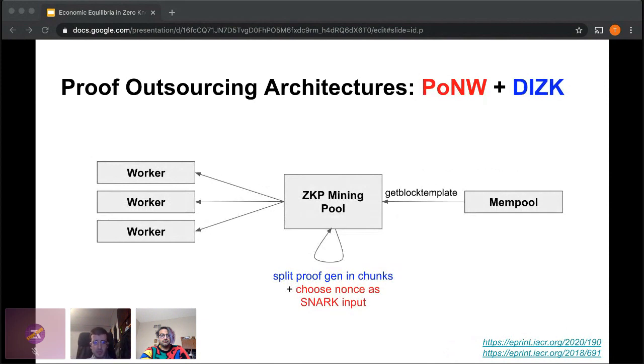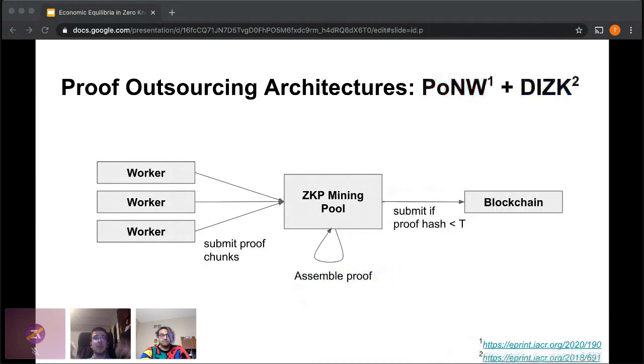They will distribute the chunks to the provers, the workers. The workers will perform the computation, and then they will submit their work back to the mining pool. The mining pool then will assemble the proof, each chunk, into one big proof. They will check if the proof's hash is less than t and submit it to the chain.